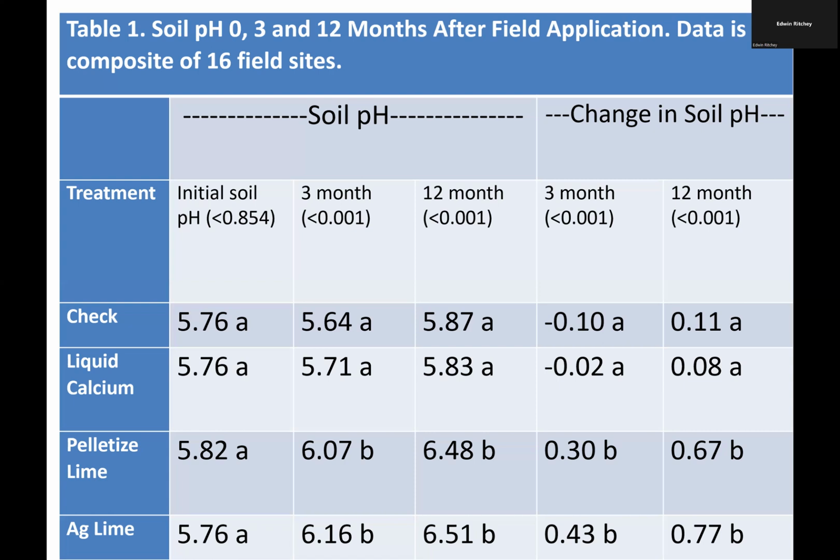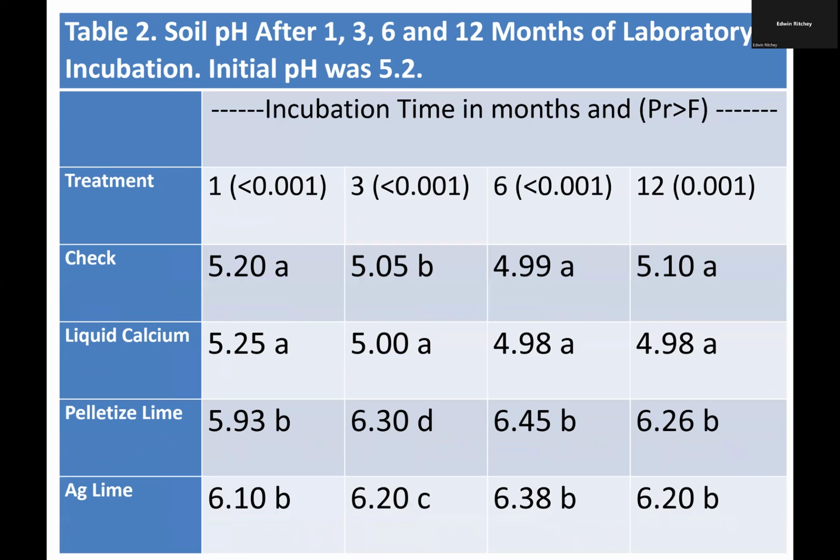Looking at our lab study, we had different incubation times, 1, 3, 6, and 12 months. Kind of the same results. We started with a pH of 5.2. Within 1 month, the pelletized lime and the ag lime shot up quite a bit. Now, these were in ideal conditions. You wouldn't expect this reaction to happen quite as quick in the field, but that's not too bad. At 3 months, we still see a difference with the ag lime and pelletized lime, but the check and the liquid calcium are still the same. All the way out to 12 months.